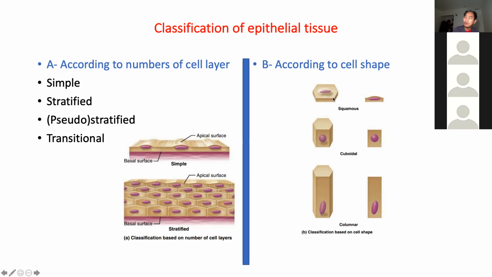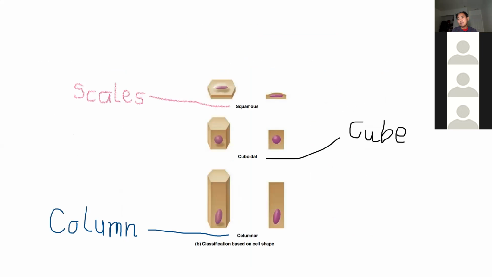If we put one layer of squamous cells, that will be simple squamous epithelial tissue. If we put multiple layers of squamous cells, that will become stratified squamous epithelium. Pseudo means it is fake. Pseudostratified means it looks like multiple layers, but actually it is not. And transitional epithelial tissue is where the cells change gradually from one shape to another. That is the transitional epithelium. Scale, cube, and column: squamous, cuboidal, and columnar.